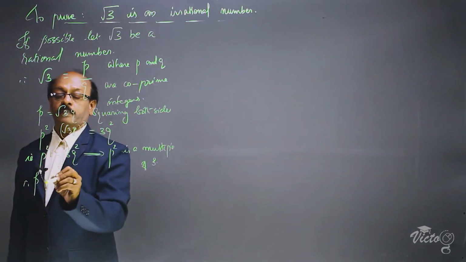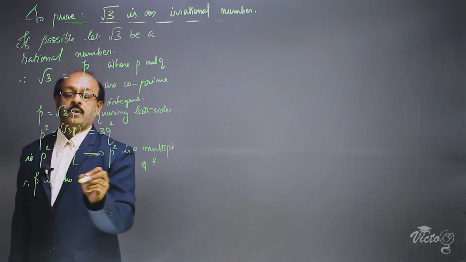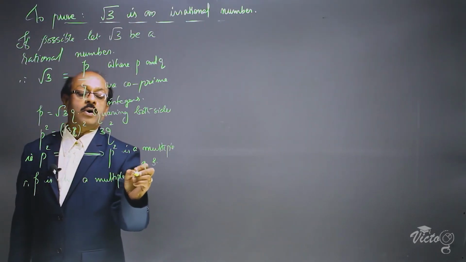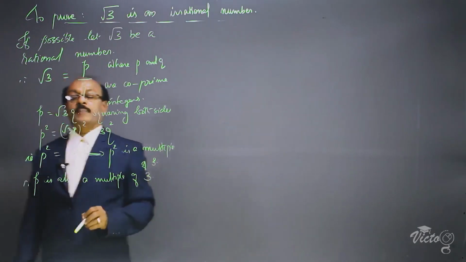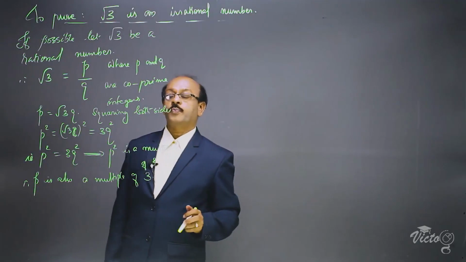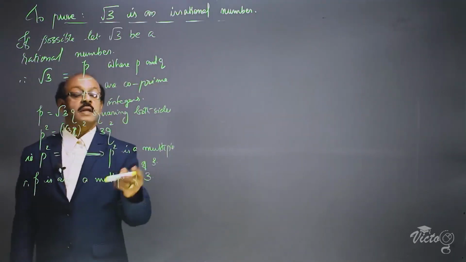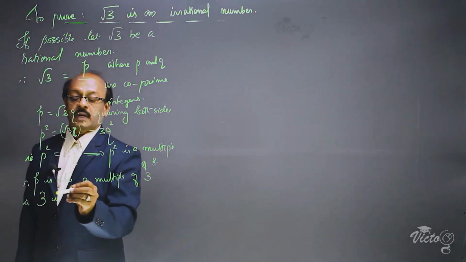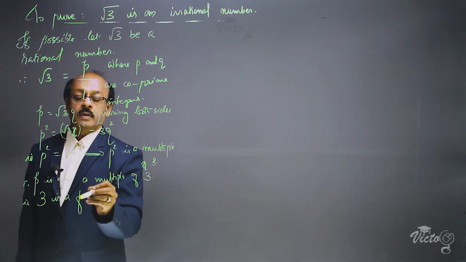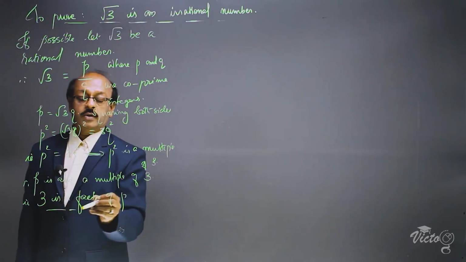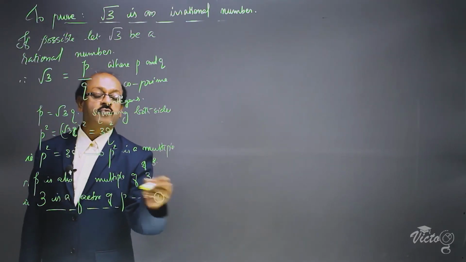Therefore, p is also a multiple of 3. That means 3 is a factor of p. We are noting this as statement number 1.